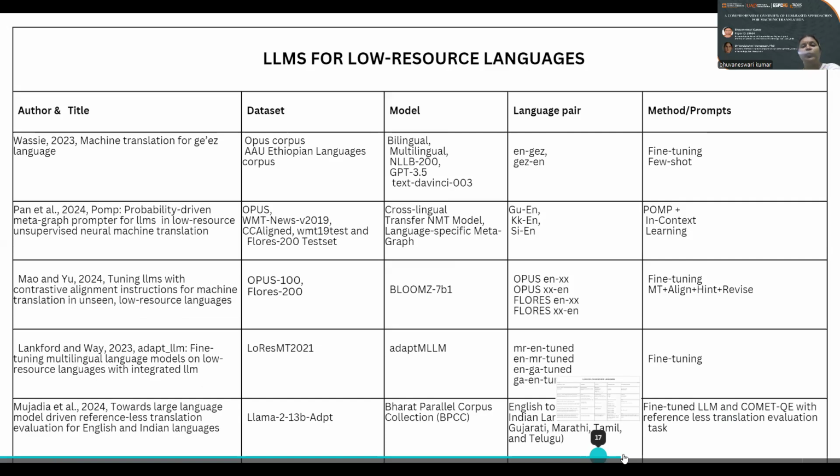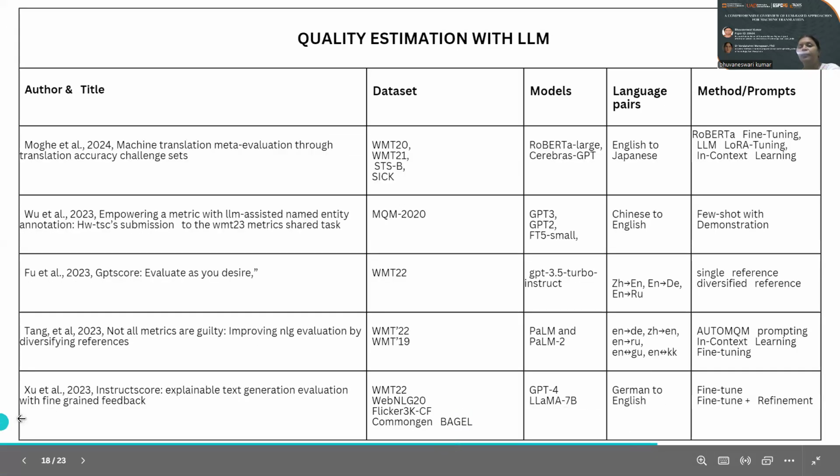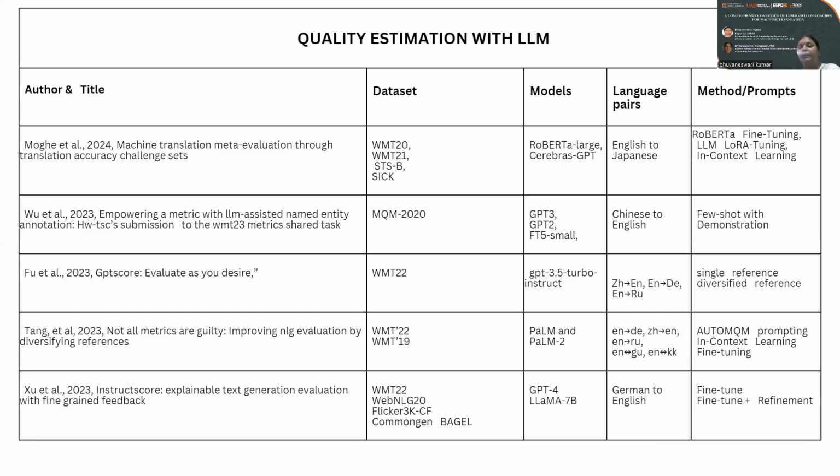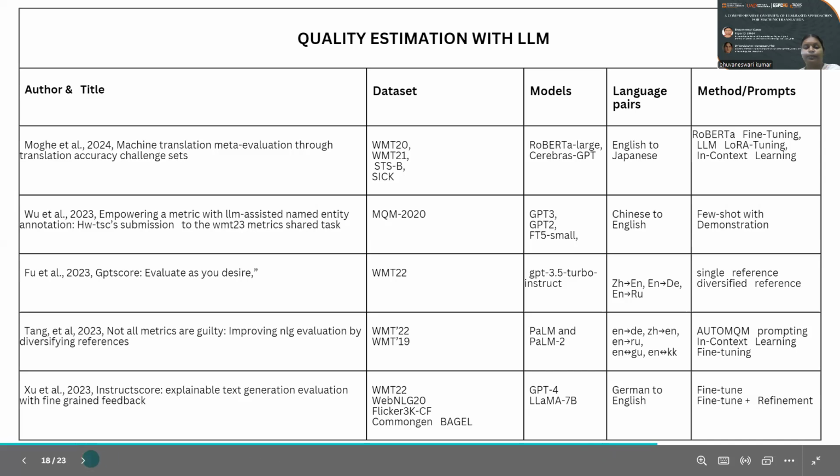Next, with the quality estimation with LLM, the models that have been used for quality estimation are RoBERTa, GPT-3.2, PaLM, and Llama models, and these are the languages that they have listed. Here, they have used fine-tuning on RoBERTa models, and then LoRA tuning, in-context learning, few-shot with demonstration, and then single reference and diversified reference, and AutoMQM prompting with in-context learning. So here the quality estimation with LLM also uses fine-tuning and few-shot prompts for better translation accuracy.